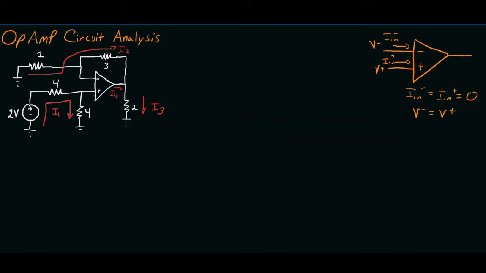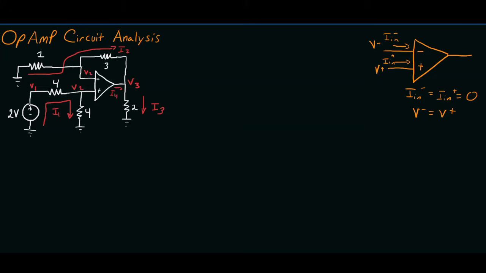So now we have to label our node voltages. So let's call this one V1. We'll call this one V2. And because I called this V2, this is on the positive side of my op-amp. The negative side of my op-amp has to be V2 as well. And we can call this one over here V3. So now we've labeled all of our component currents and all of our node voltages.